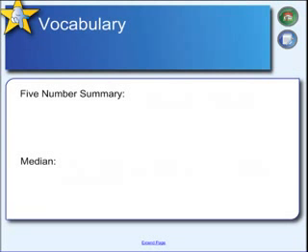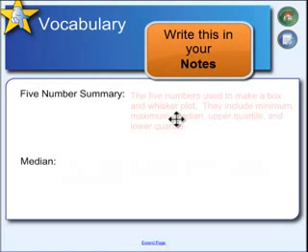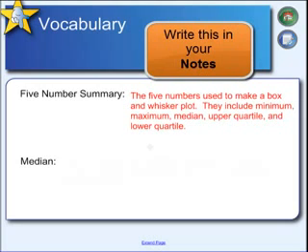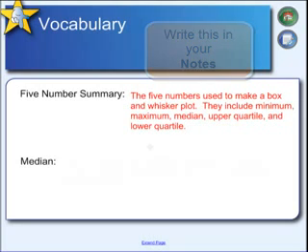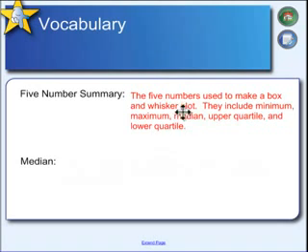First thing we have is the essential vocabulary. You'll need to have these written down in your notes. The first thing we need for a box and whisker plot is the 5-number summary. The 5-number summary is used to make a box and whisker plot. It includes the minimum, maximum, median, upper quartile, and lower quartile.